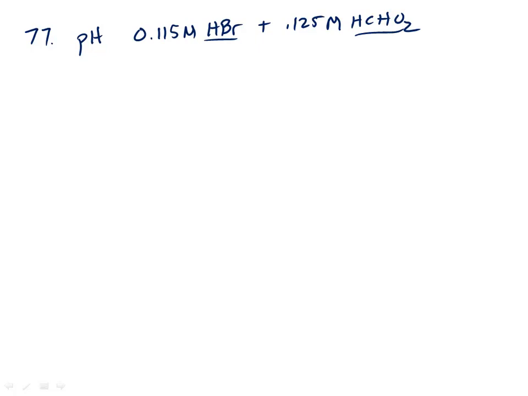Let's do one more question. What kind of acid is hydrobromic acid? Binary or oxyacid? Binary. What's formic acid? Oxyacid, because there's some oxygen in there. All right, so which one's the weak acid? Formic. So let's write the equation for formic acid.